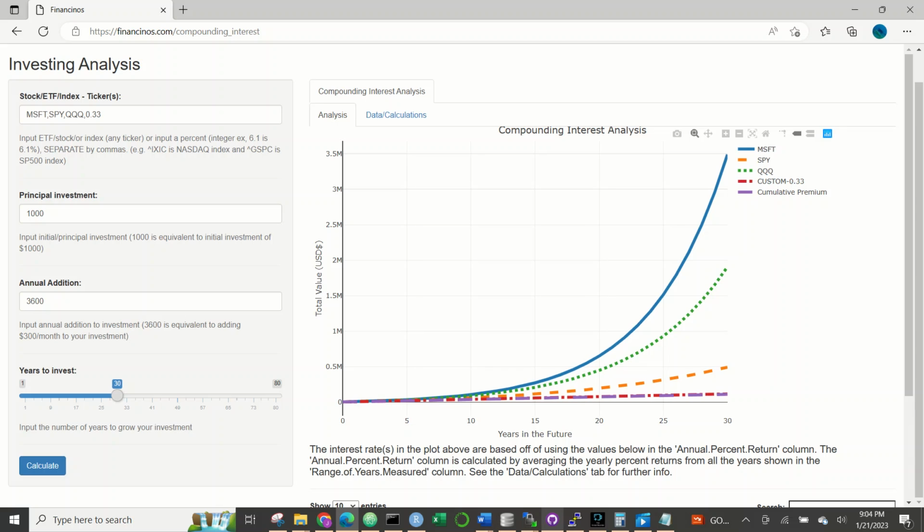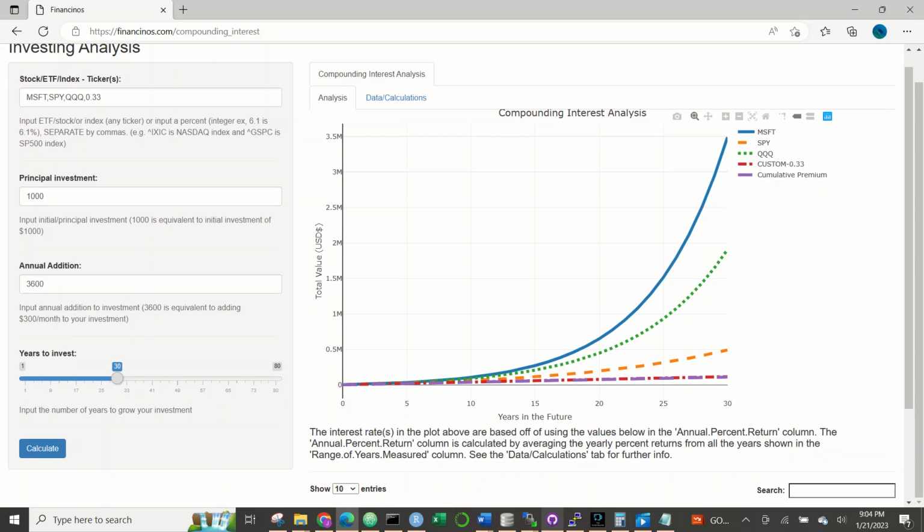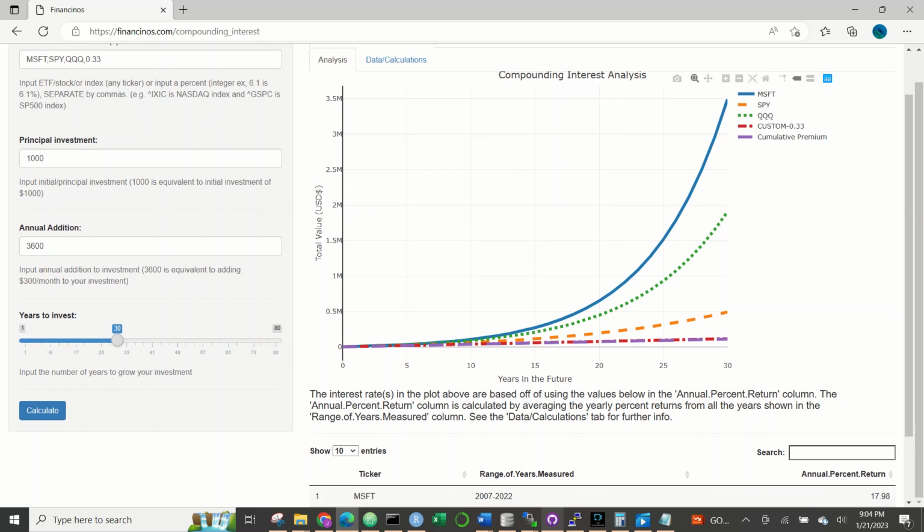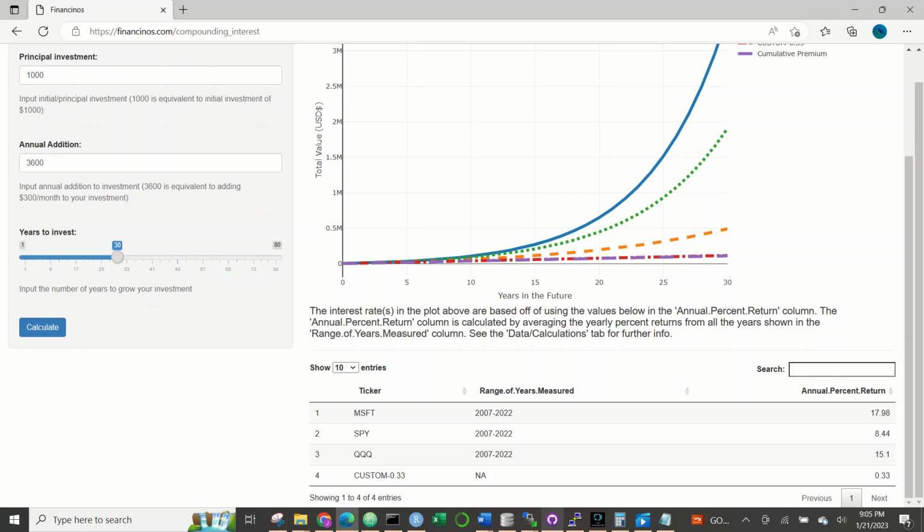So how do we get those numbers actually? And why is the value for Microsoft, SPY, and QQQ so much higher than, for example, if we did not invest at all or just invested into a savings account? We can take a look at this bottom table here. We can look at the stock ticker. For example, we can take a look at Microsoft.